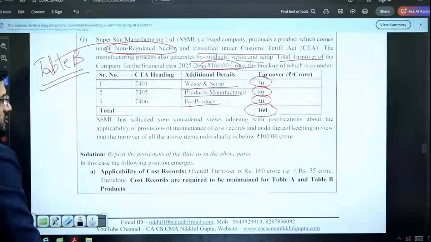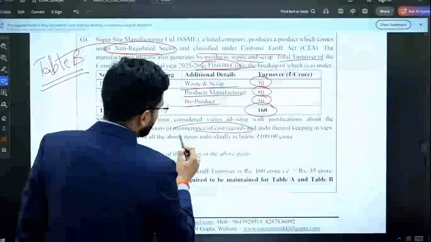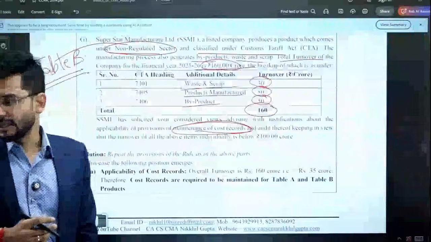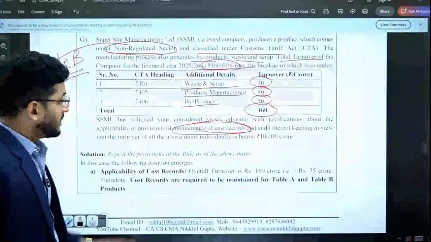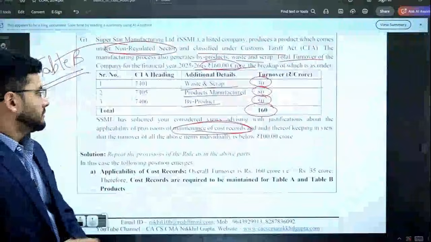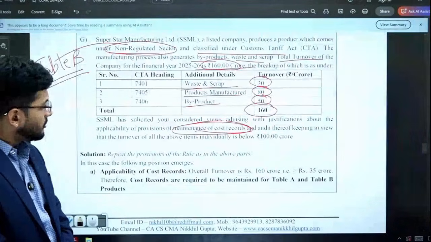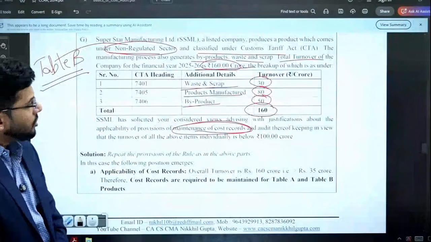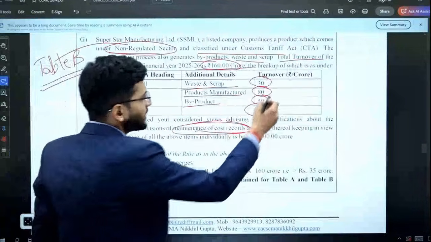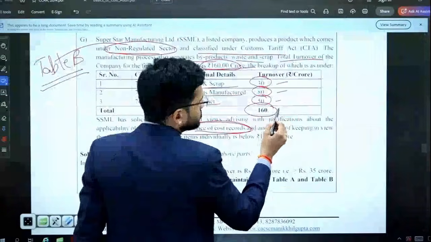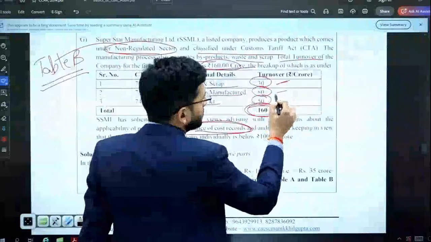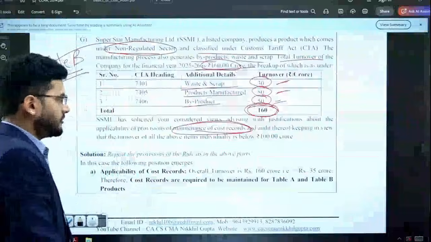Advise with justification about applicability of the provision of maintenance of cost records. First of all, you have to tell whether cost records are applicable or not. Then you have to tell whether cost audit is also applicable, keeping in mind that the turnover of all the above items individually is below 100 crores. It is only the aggregate which is above 100 crore.